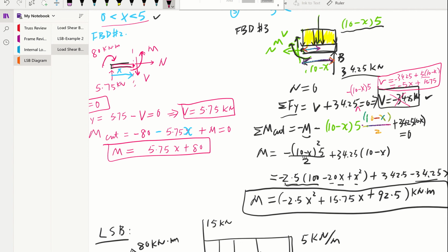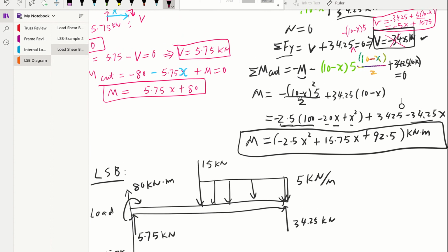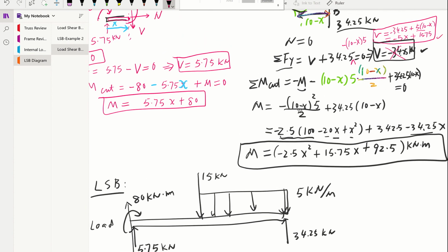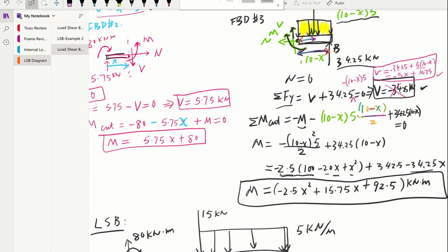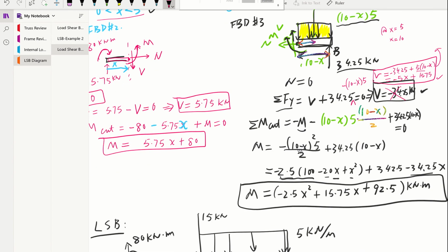That's going to be our shear expression. So now we are going to draw that function into this shear diagram. You realize it's a linear function, and like how we normally do, we're going to put our beginning point and end point. So the beginning point is when x equals 5. End point is when x equals 10, right? That's our dimension, 5 to 10.